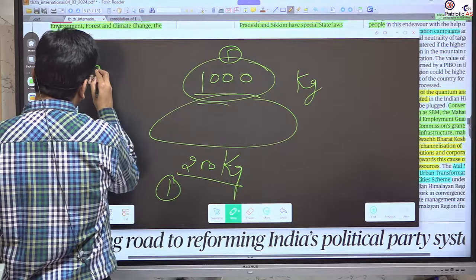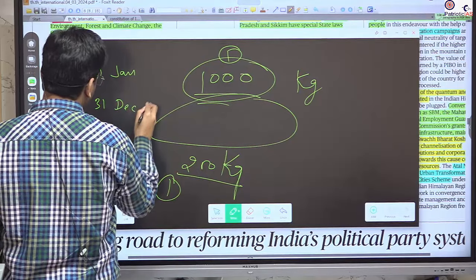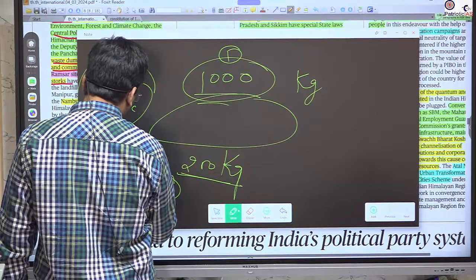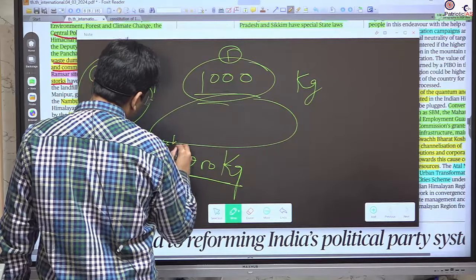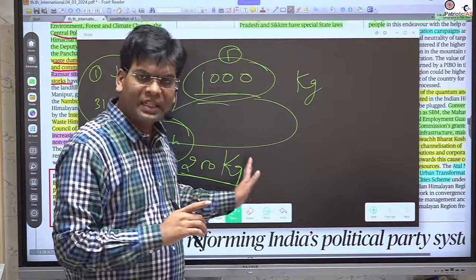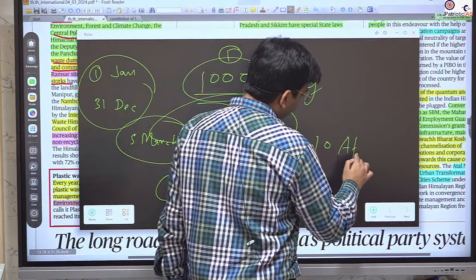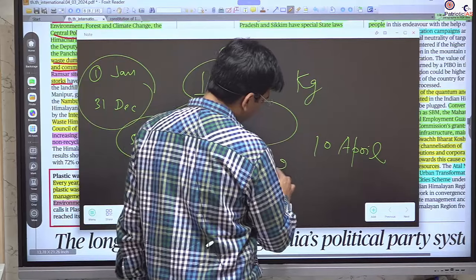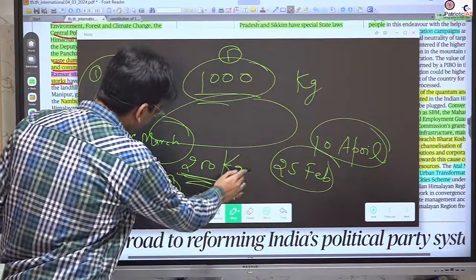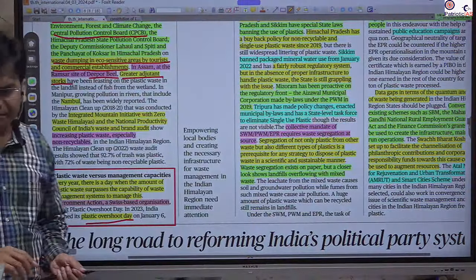So we will start from the 1st January, this is the first day, and the 31st December is the end of the period. Suppose this 200 kg we reach on the 5th March. So this will be known as the plastic overshoot day of that year. It changes. Maybe this 200 kg we reach on the 10th of April, or we reach this earlier, on the 25th of February. So this particular day when we reach this 200 kg will be known as the plastic overshoot day. So please remember.